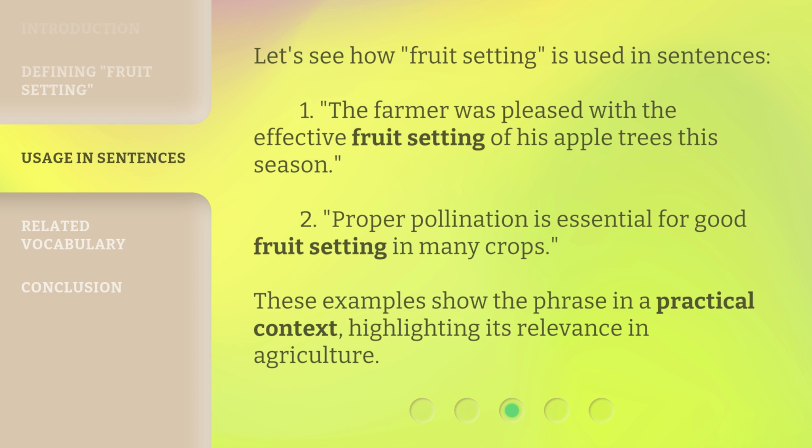Let's see how fruit setting is used in sentences. 1. The farmer was pleased with the effective fruit setting of his apple trees this season. 2. Proper pollination is essential for good fruit setting in many crops. These examples show the phrase in a practical context, highlighting its relevance in agriculture.